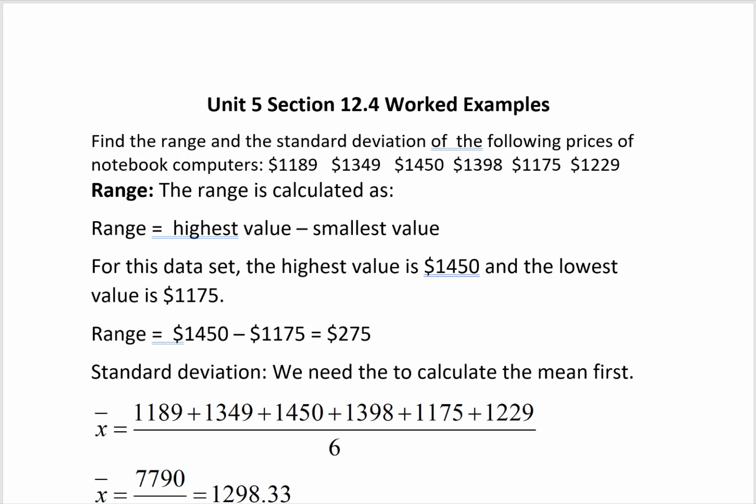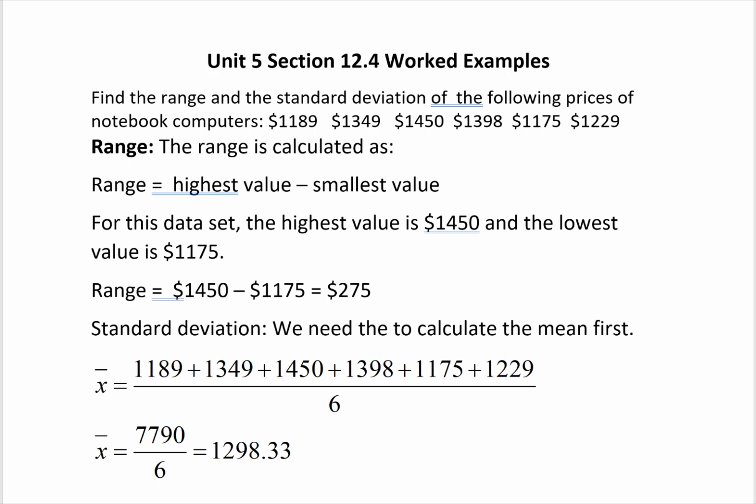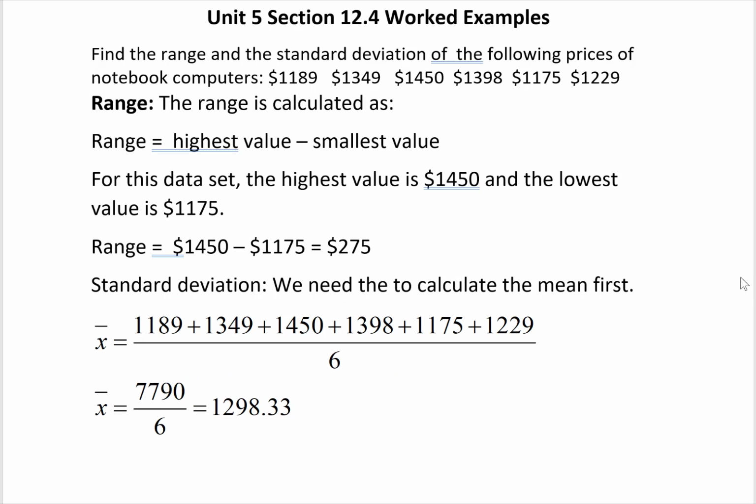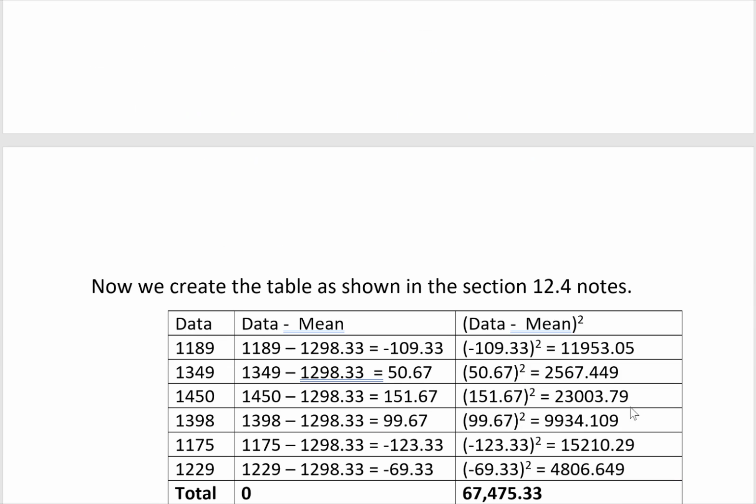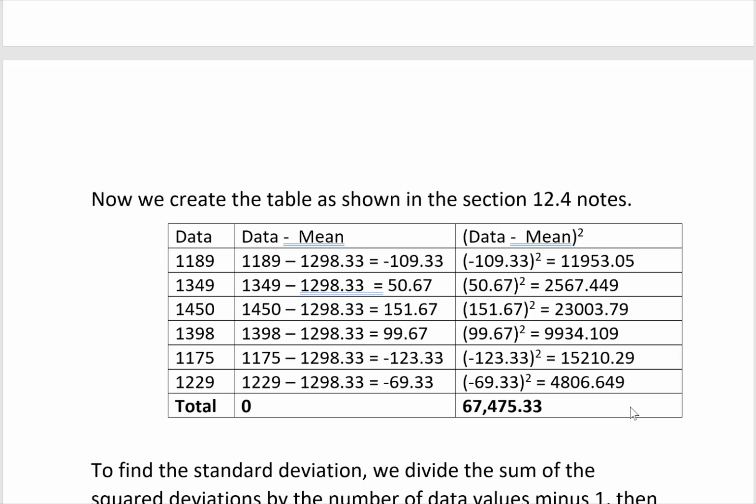Standard deviation. We need to calculate the mean first, and I've put the formula for mean up here. We're going to add the six computer prices together. We get 77.90, divide by 6, and we get 12.98. Now we need that mean in order to create the table that's shown in the 12.4 notes.